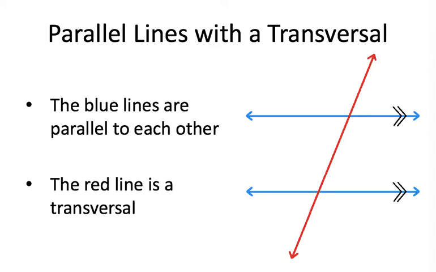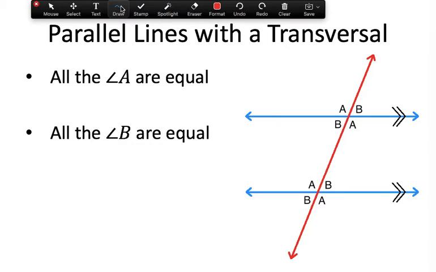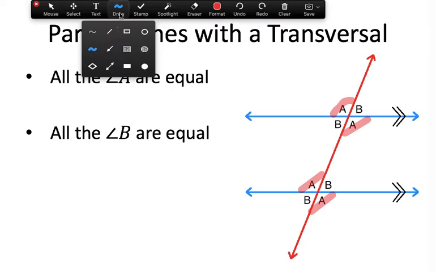All right, here I've labeled the angles in our parallel lines with a transversal. I've labeled the angles that are equal to each other. So here in this picture, all the ones labeled A are equal to each other. And all the ones labeled B are also equal to each other.